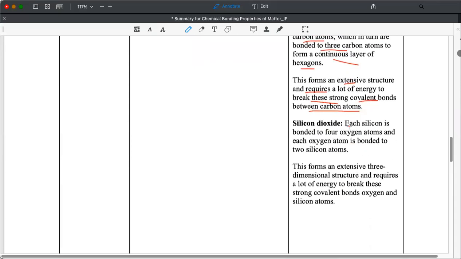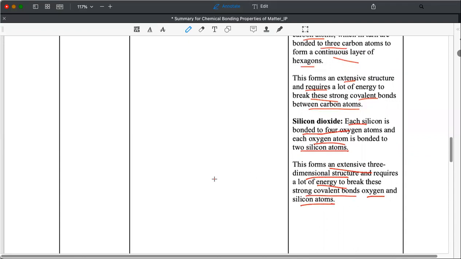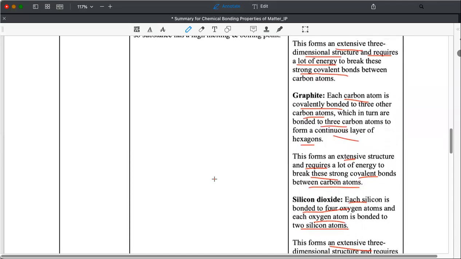Silicon dioxide. Silicon dioxide is the compound representing the giant molecules you need to study. Each silicon is bonded to 4 oxygen atoms and each oxygen is bonded to 2 silicon atoms. And this forms an extensive 3D structure that requires a lot of energy to break the strong covalent bond between oxygen and silicon atoms. So the phrasing is very similar, just tweak a bit.